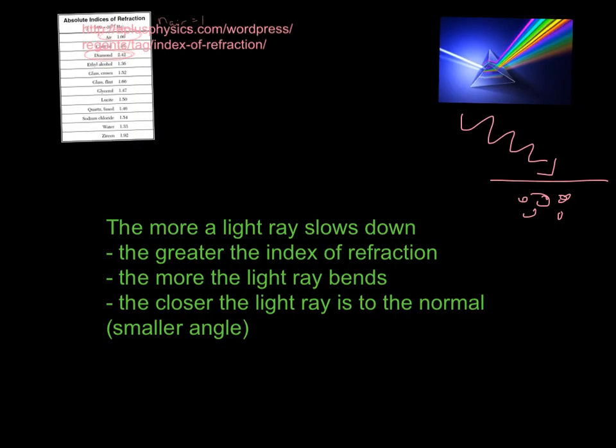All right, so we're going to pause this video and write these things down. The more the light ray slows down, the greater our index of refraction, the more the light ray bends, and the closer the light ray is to the normal, which means it's going to give you a smaller angle. Because remember, we measure our angles from the normal, just like we did with reflection.